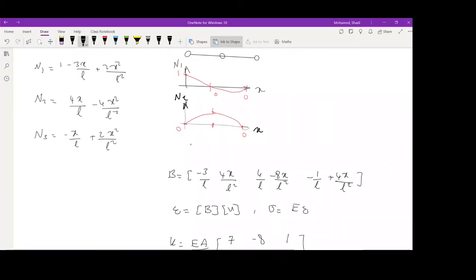And if you look into the last shape function, so this is x and this is N3. So N3 would be similar to N1, but in a reverse direction. So this is again 0 here and 0 here and 1 here. So it would look like this.